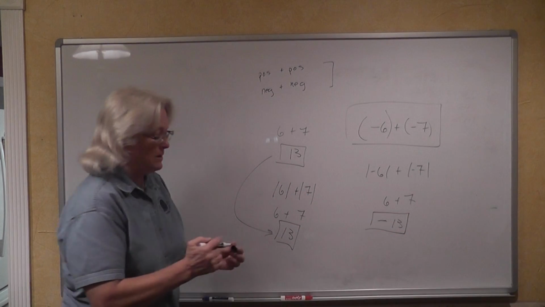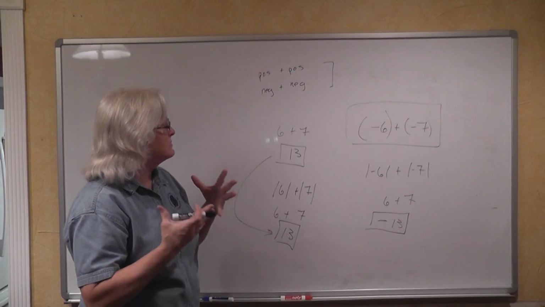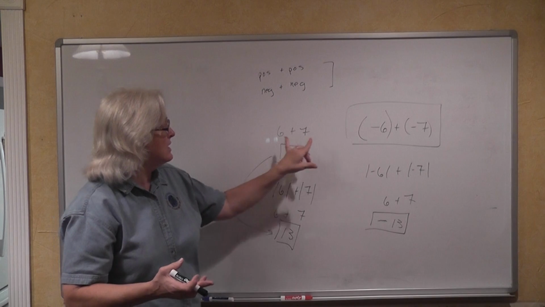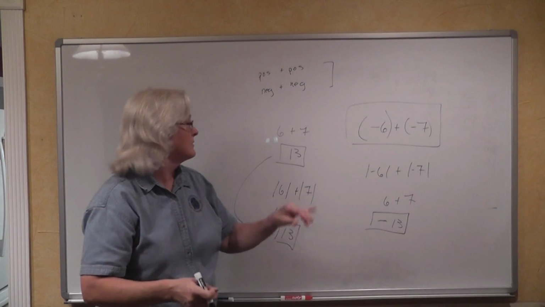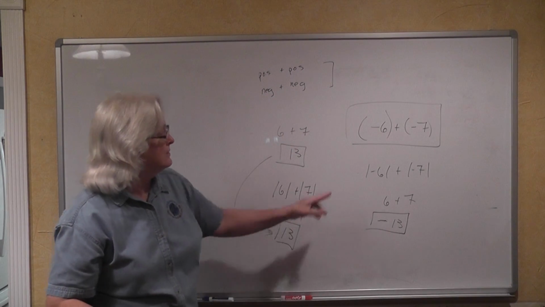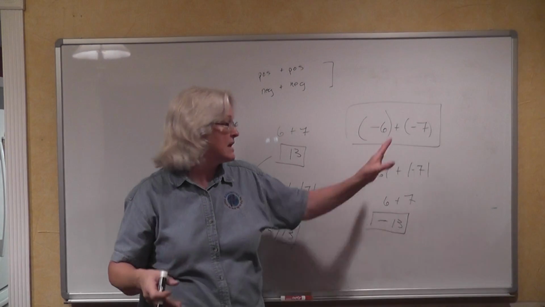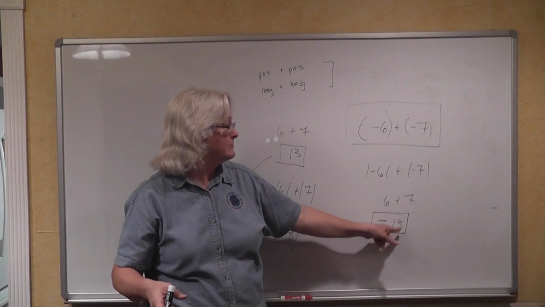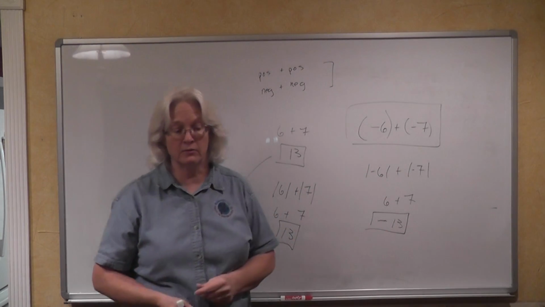And this is what I mean when I use the technically incorrect description to say, as long as the signs of your numbers are the same, add the numbers, use the sign. 6 plus 7, it's positive. Negative 6 plus a negative 7, just think about adding 6 and 7. You get 13. Because both of those numbers are negative, it's a negative 13.